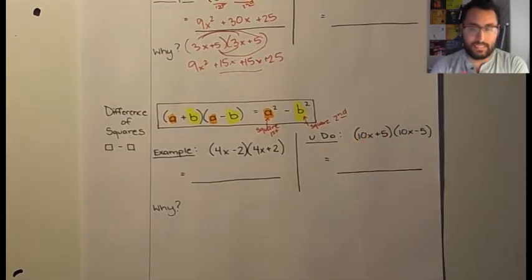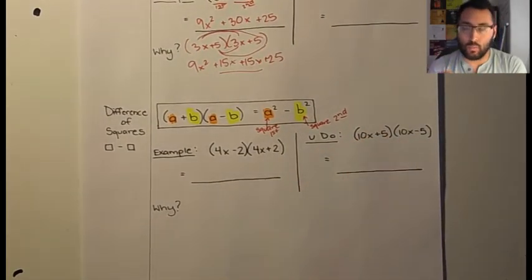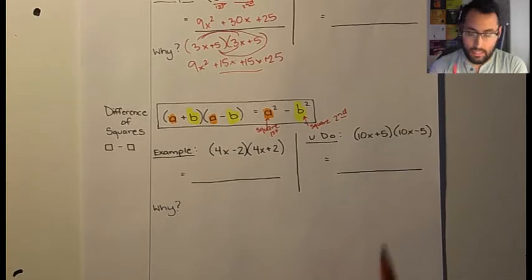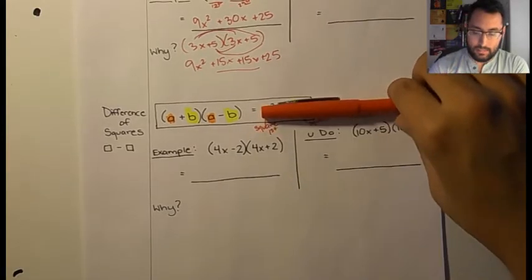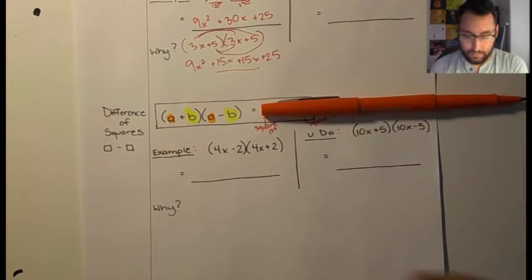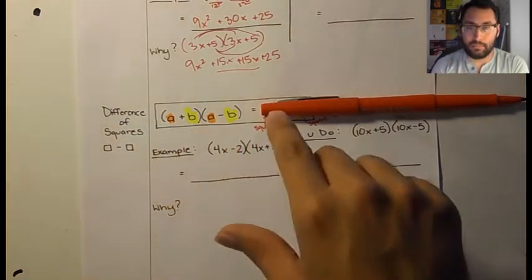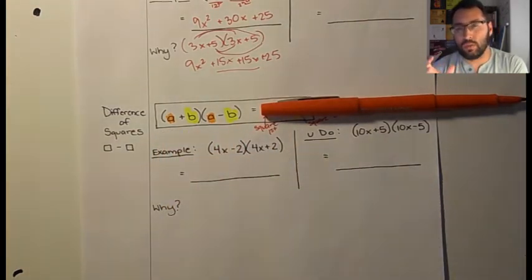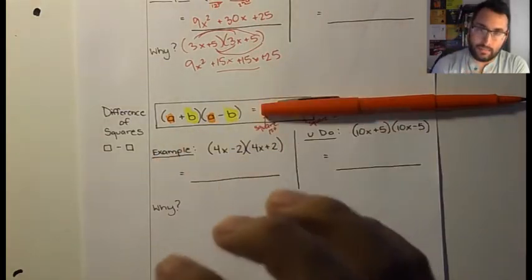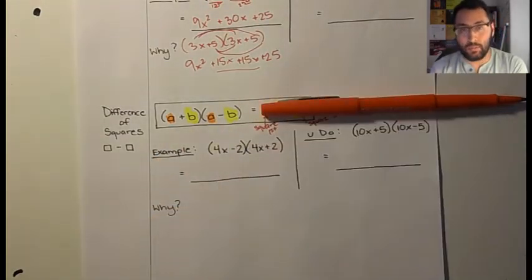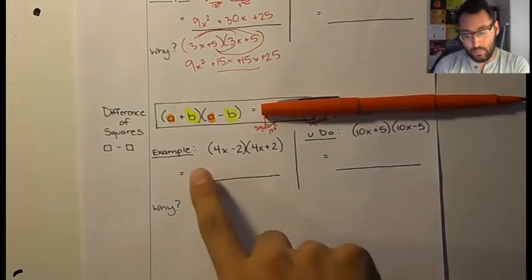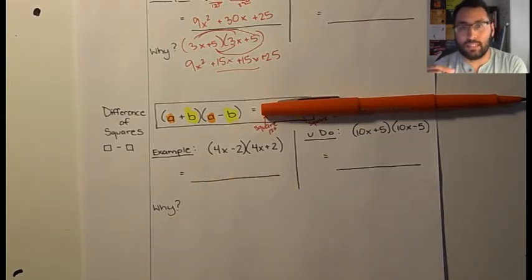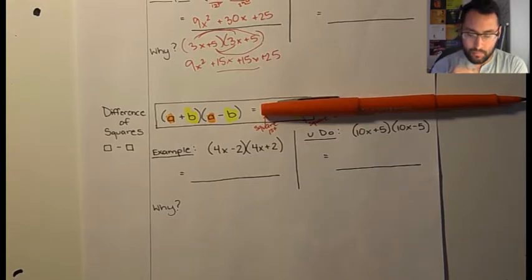The next one is called difference of squares. We can use this property if we have binomials a plus b and a minus b, where the only difference is that in one of the binomials we're adding the same numbers, and in the second one we're subtracting those same numbers. So that's what we have here: 4x minus 2 and 4x plus 2.